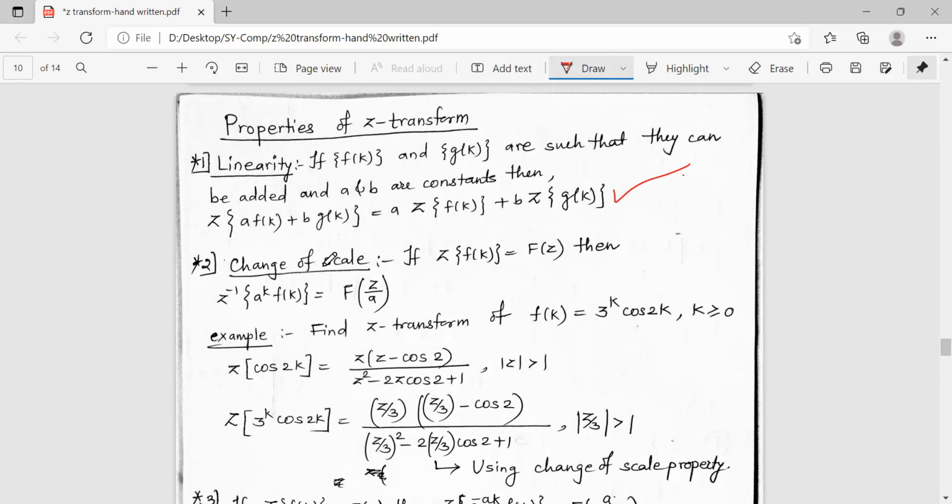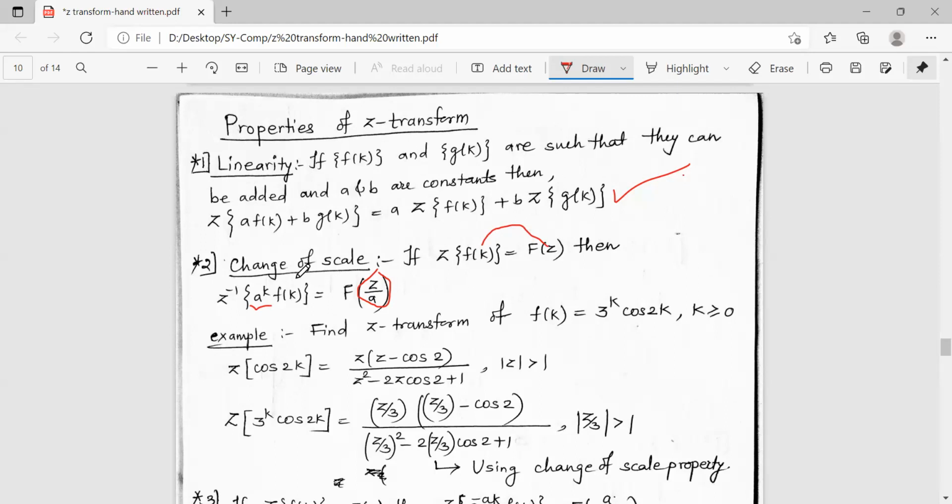Similarly, the second is the change of scale property. Scale means f of k is transforming to f of z. But now when f of k is multiplied with a raised to k, then your scale will be changed to z by a. So your answer is just f of z by a, whenever the sequence is multiplied with a raised to k. So that is the transformed answer.